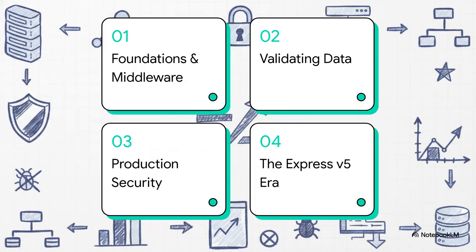So here is our roadmap for this journey. First, Express foundations and middleware. Second, validating and sanitizing data. Third, hardening security in production. And finally, number 4, the Express v5 era.